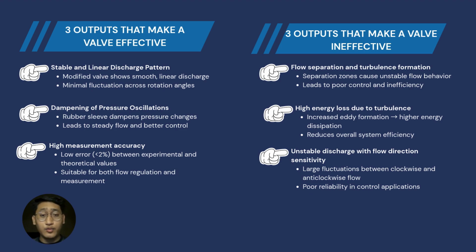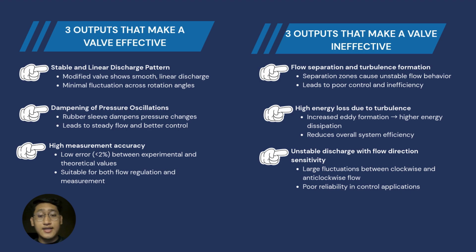Now, let's look at what outputs make the valve ineffective. First and foremost, the formation of separation zones and turbulence. The separation zones cause severe turbulence and discharge fluctuations, leading to unstable flow readings and poor control over the fluids. Secondly, the high energy loss due to turbulence. When low viscosity fluid like water travels at high velocity, it can become a turbulent flow as water eddies form, viscosity rises sharply and leads to higher energy loss, overall reducing the efficiency.